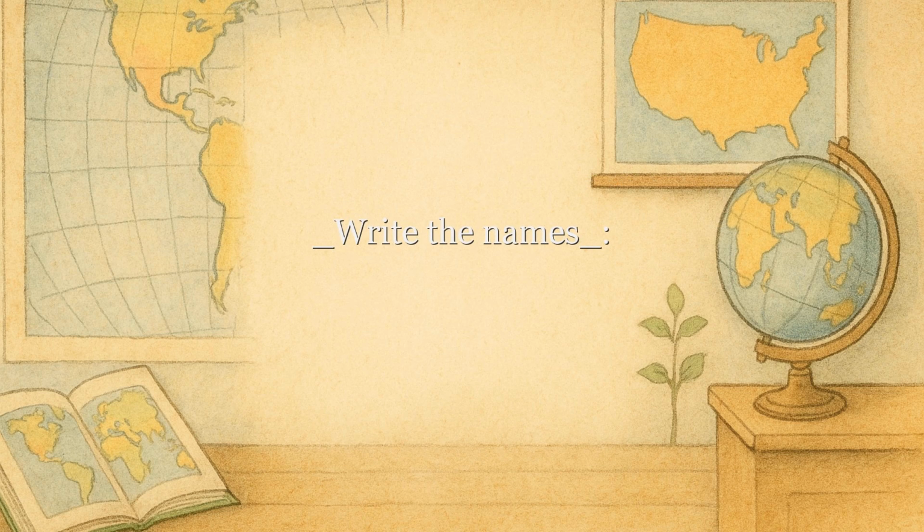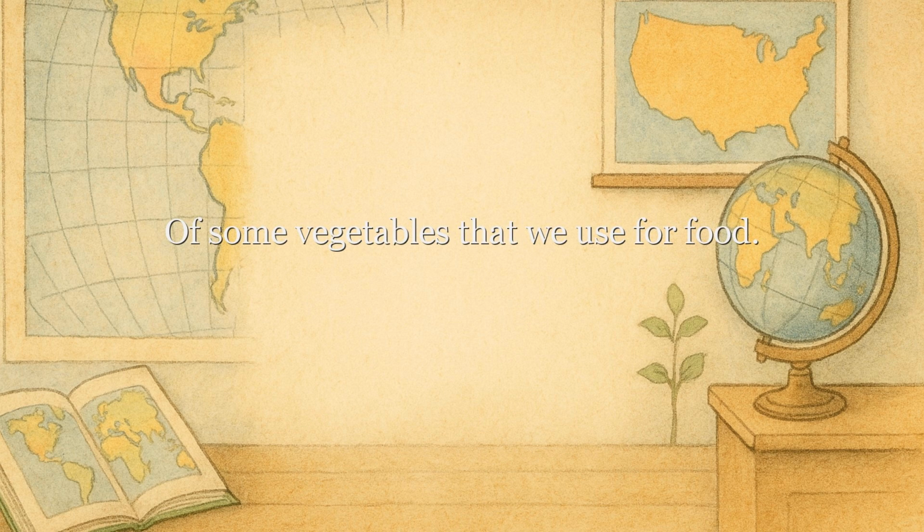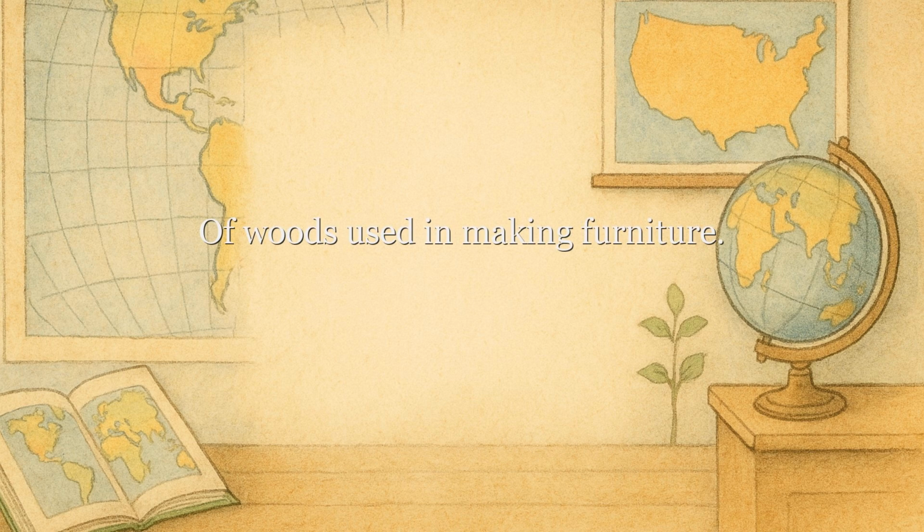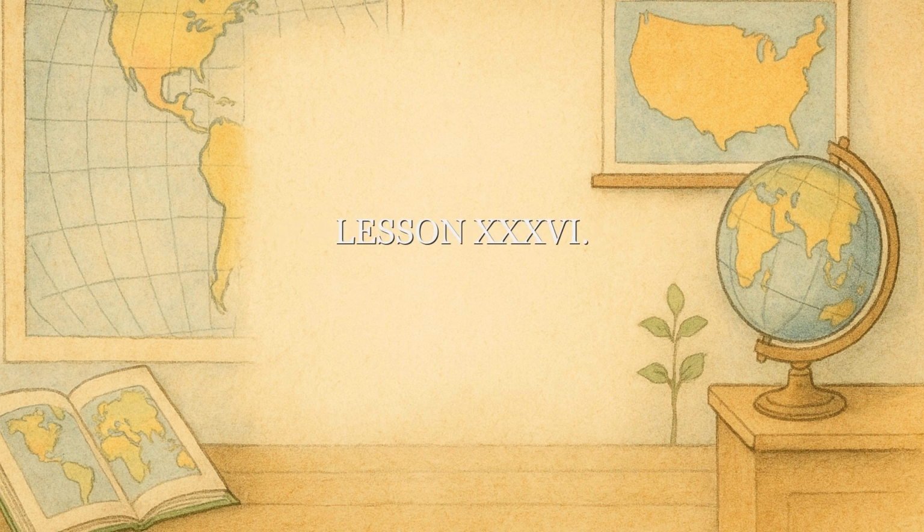Write the names of some grains that we use for food, of some vegetables that we use for food, of two plants from which clothing is made, of woods used in making furniture, of woods used in building our houses.